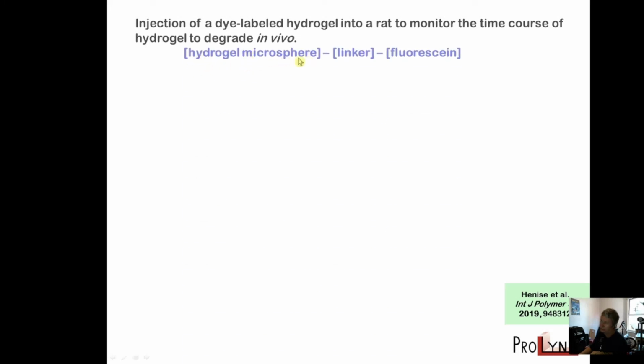So here's what it looked like. These are hydrogel microspheres, and what a microsphere is, is this sort of injectable slurry of hydrogel particles attached to a linker and fluorescein. And what they're showing, and this is right out of their paper, was they had a rat that had different injection sites, I guess, at different times. They show like 1, 3, 5, 7. There's actually 1, 2, 3, 4, 5, 6, 7, 8, and I think C was a control.